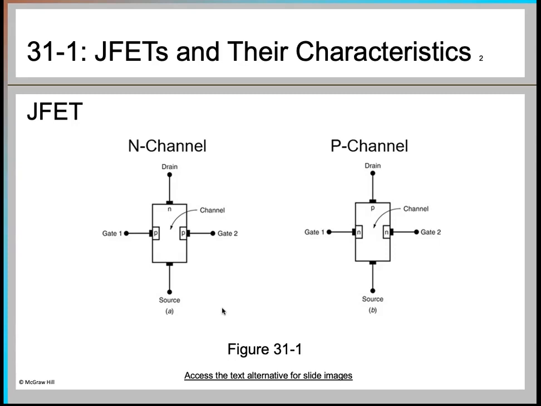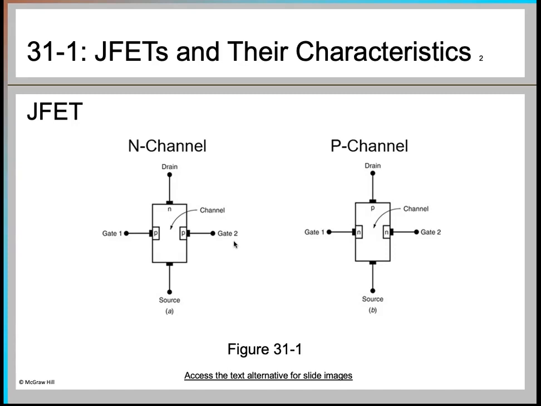Whereas if you see the FET, which is your field effect transistor, it has basically three terminals: drain, source, and gate. And there are two gates. As you can see in this particular construction, gate 1 and gate 2 are both connected together, and that's why they are called a single gate. So it also has three terminals.